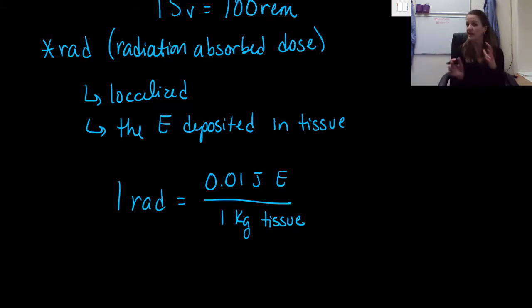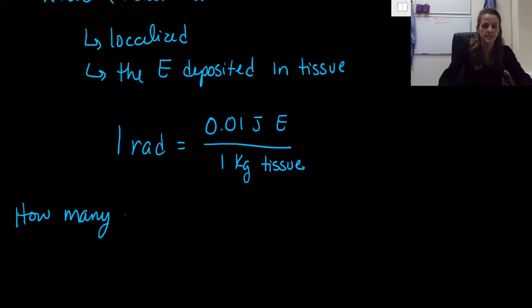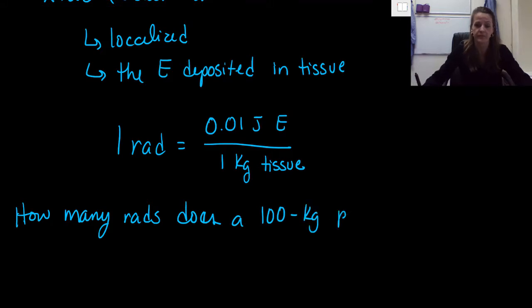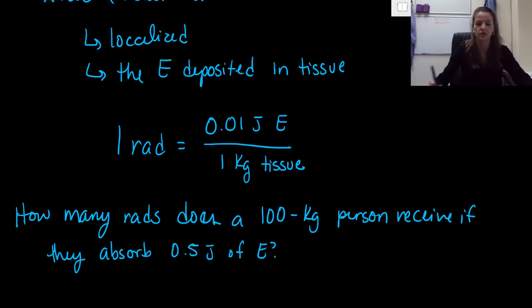But if we had to pick out of these 3, sievert or rad are the 2 most important ones. So let's do a quick practice problem here to see if we can remember how to do some dimensional analysis. So, how many rads does a 100 kilogram person receive if they absorb 0.5 joules of energy? Go.